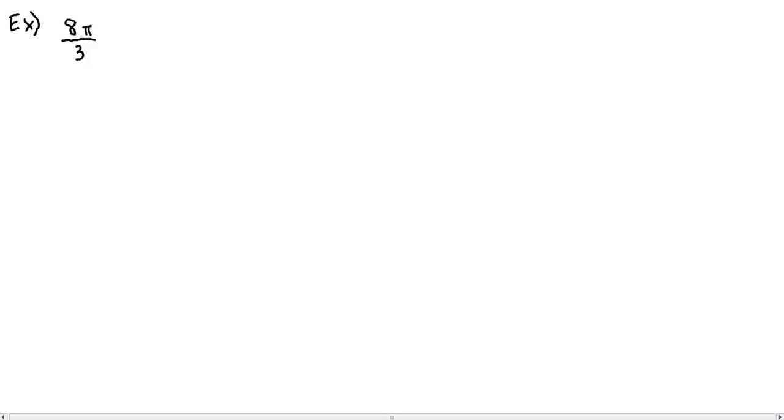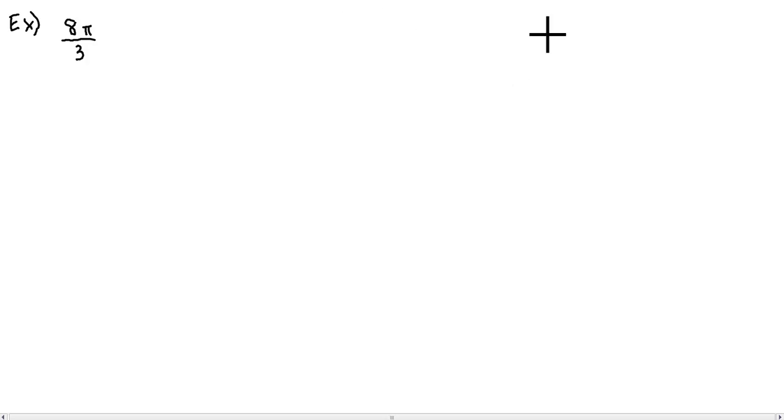In this video we're going to be given an angle here. It's in radians and we want to draw the angle of rotation as well as point out the reference angle and then give a positive and a negative coterminal angle. First off, we're given 8 pi over 3 and we want to draw the angle of rotation.